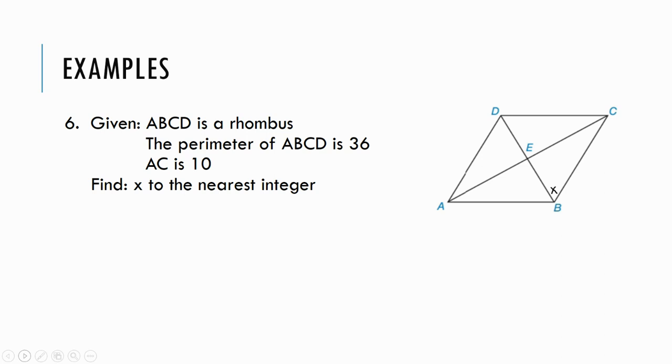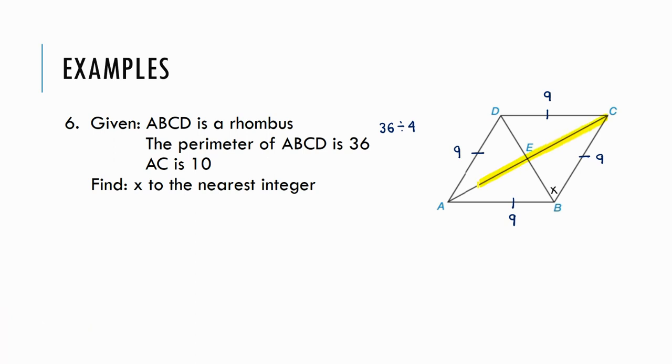Okay, looking at this next problem, we are given a rhombus. The perimeter of the rhombus is 36. So let's start there. When you're given a perimeter, remember that means that all the sides add up to it. Well, when we have a rhombus, remember all the sides are congruent. So I want to take 36 and divide it by 4 to get what each side is. That means that each side is 9. They are telling me that the diagonal of AC is 10.